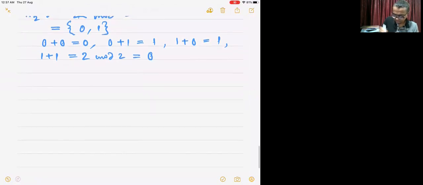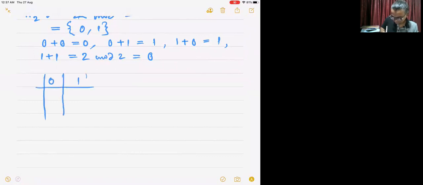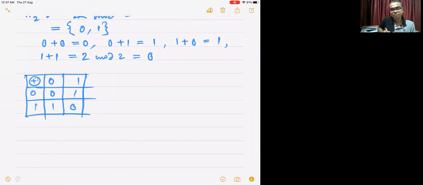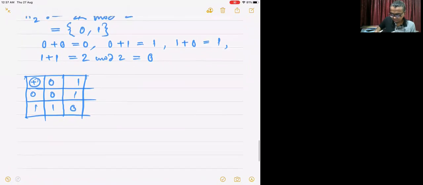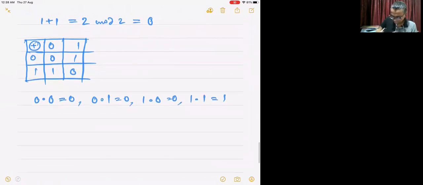I can write this up in the form of a table. So I have two elements, 0 and 1. Here also 0 and 1. So I'm defining the addition process. 0, 0 gives me 0, 0, 1 gives me 1, 1, 0 gives me 1, and 1, 1 gives me 0. Similarly, I can define product. So 0 times 0 is 0, 0 times 1 is 0, 1 times 0 is 0, 1 times 1 is 1, and 1 modulo 2 is 1. So therefore, I get the multiplication table also.